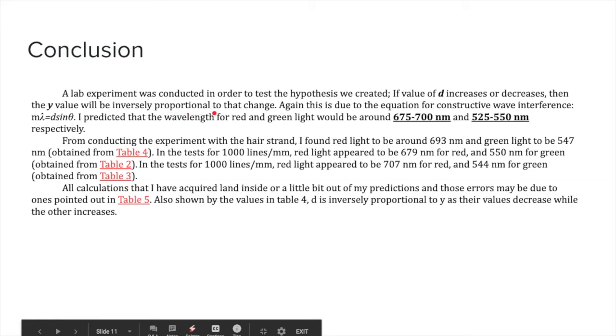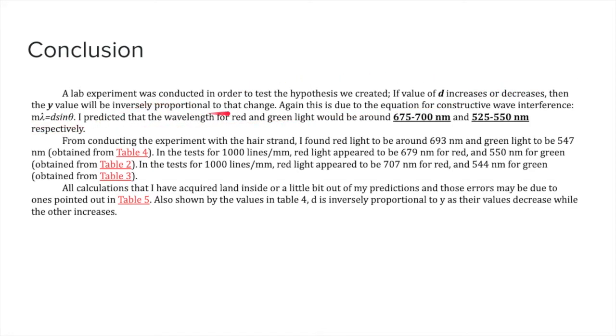Anyways, in conclusion, hypothesis over here, we found red light to be 693 and green light to be 547, and our other examples to be in this range and this and this and this. We found out that these three numbers match almost exactly with this range over here, and these three numbers match with this range. So it turns out that my calculations are right. And it turns out that d is also inversely proportional to y, as the values decrease while the other increase.